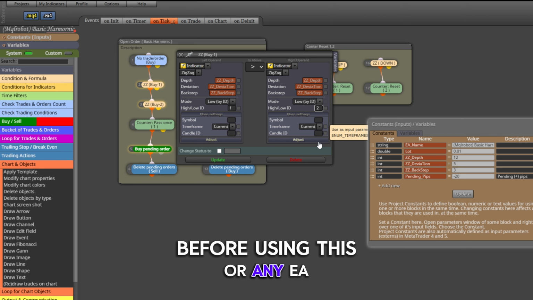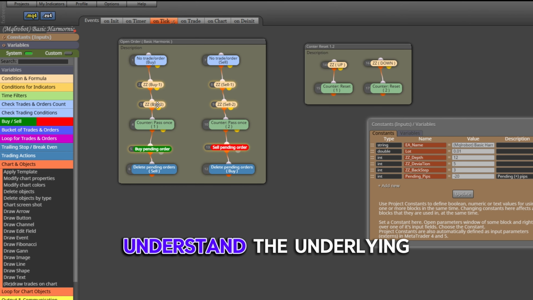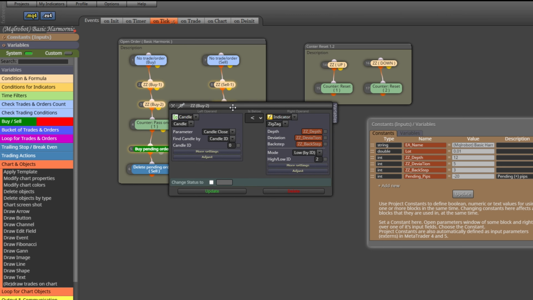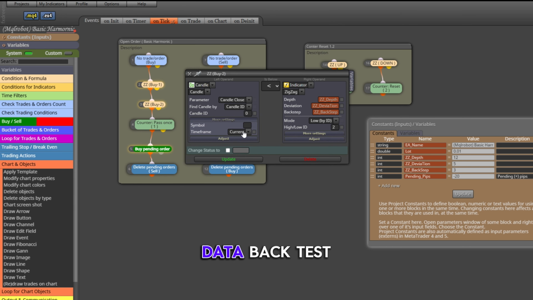Before using this or any EA in live markets, it's essential to understand the underlying trading strategy, be aware of market risk, and always perform a 99.9% tick data backtest.